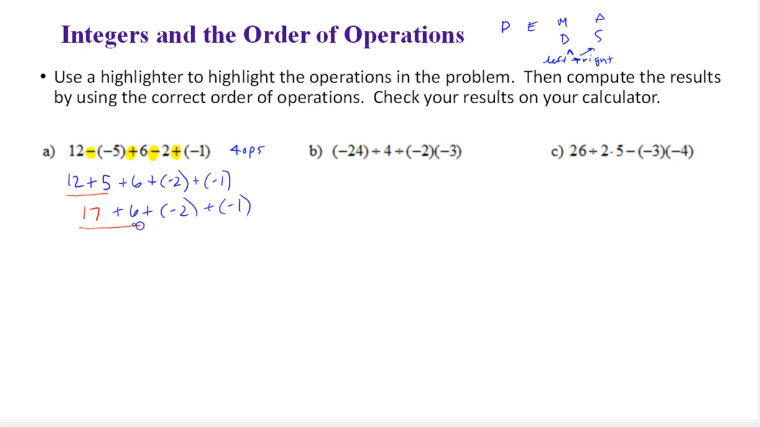Next we have 17 plus 6, well that's 23. Now we'll copy down the rest of the problem, plus negative 2 plus negative 1. Next we have 23 plus negative 2. The signs are different, so we'll subtract. 23 minus 2 is 21. Since 23 is larger and it's positive, our result is positive.